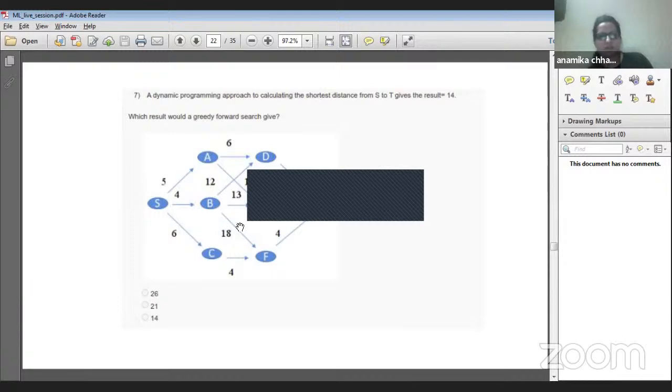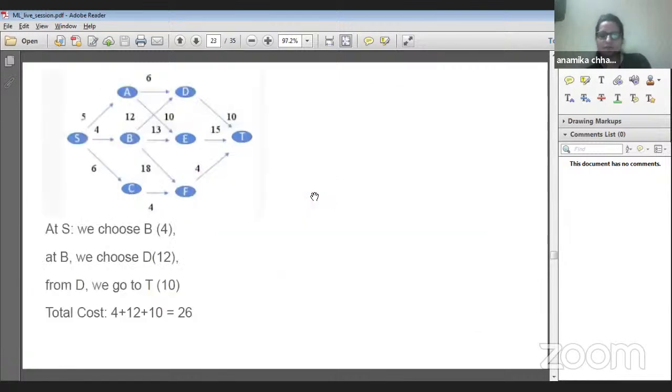So anyway, here we have to find the greedy solution. At S we choose B at a distance of 4. Now we are at B, and the distances coming out of it are 12, 13, and 18, and the minimum is 12, to D. So we follow that path, and again there is only one path. We follow that. So the cost will come out to be 4 plus 10 plus 10, that is 26.